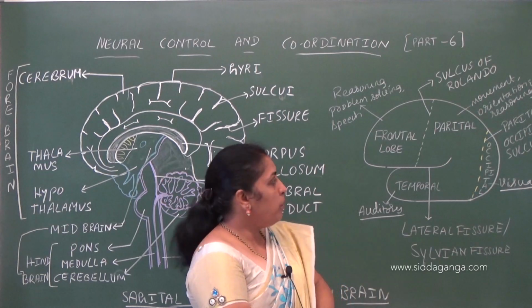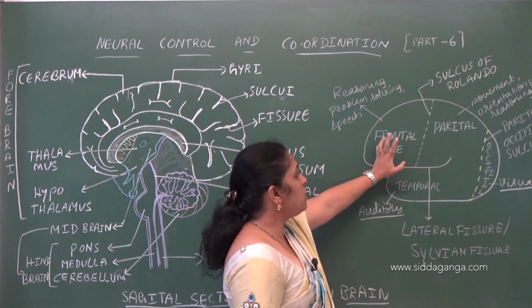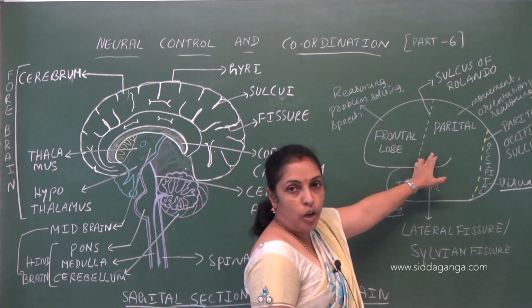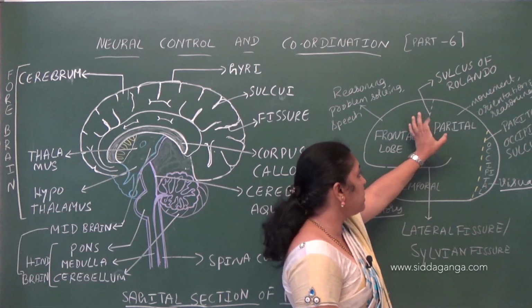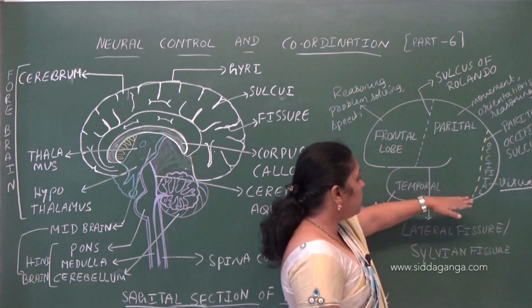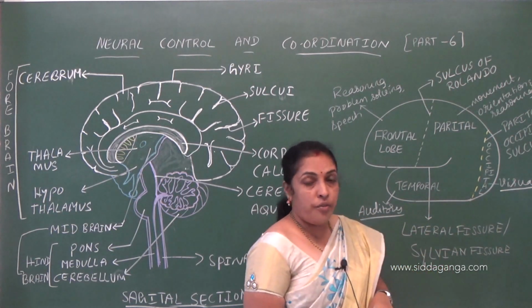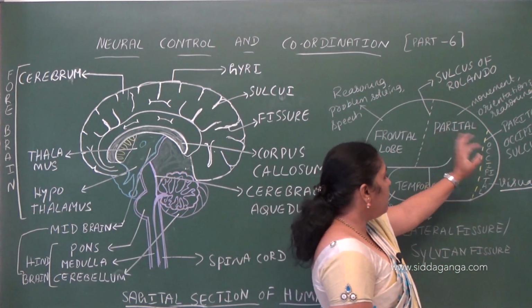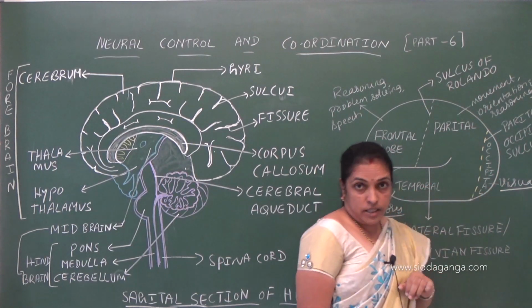For competitive exams you need to remember that the sulcus that divides the frontal lobe from the parietal lobe is the sulcus of Rolando or central sulcus. Similarly, parietal and temporal are separated by the lateral fissure or Sylvian fissure. Like that, parietal and occipital are separated by the parieto-occipital sulcus.